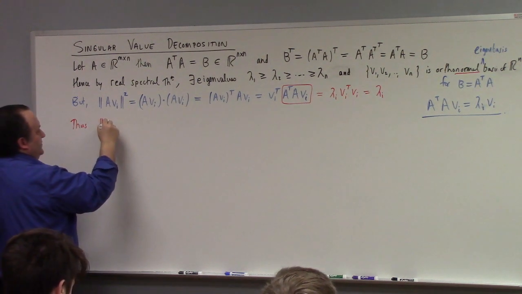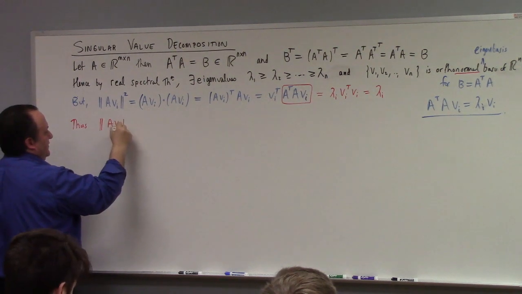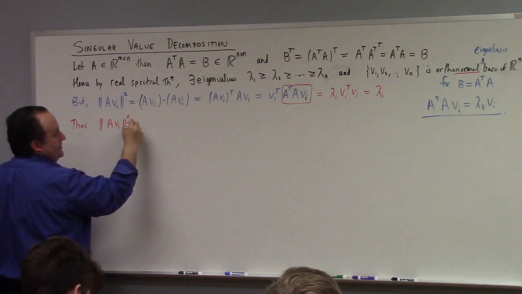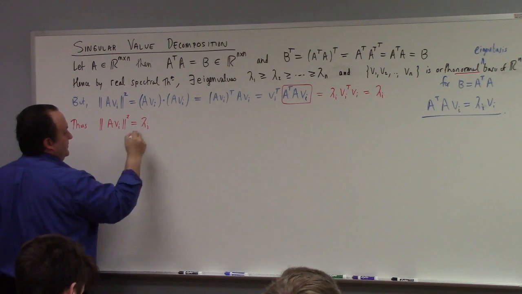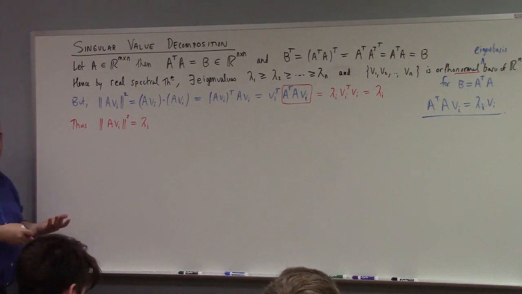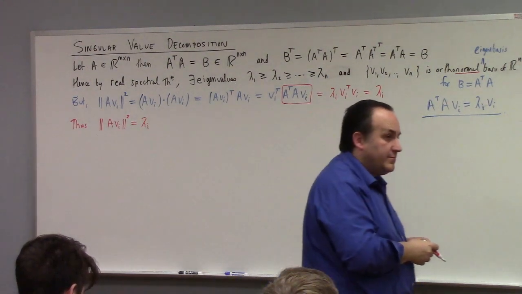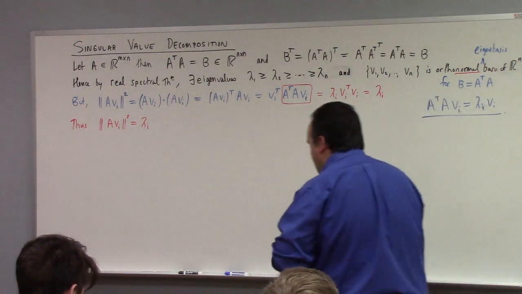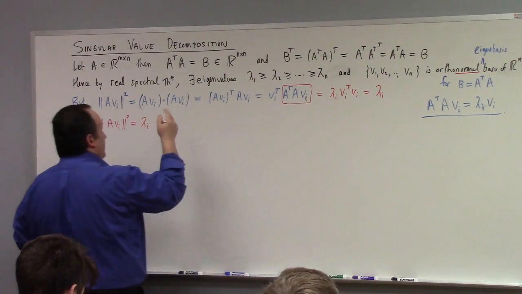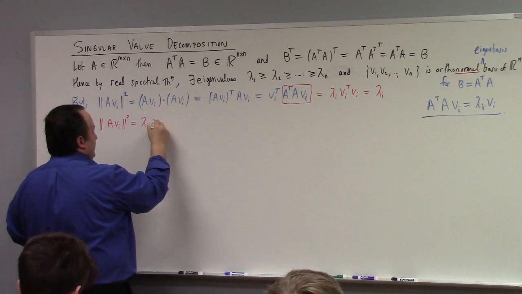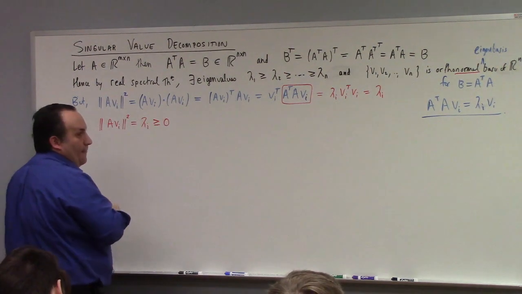The magnitude of AVi, the length of that vector squared, is equal to lambda i, right? So this tells us something about the eigenvalues. What does it say? Could they be negative? They cannot, right? So these eigenvalues for the A transpose A matrix are non-negative. They are greater than or equal to 0.